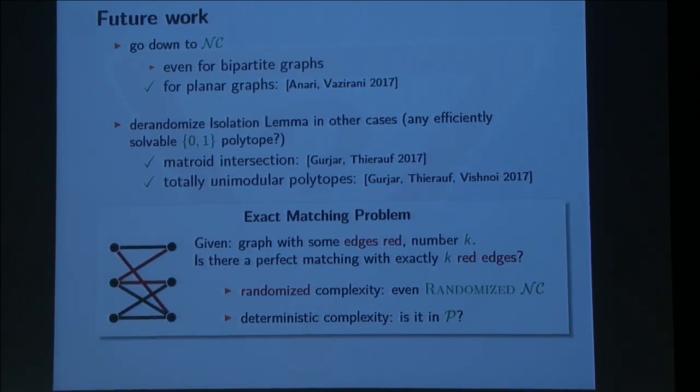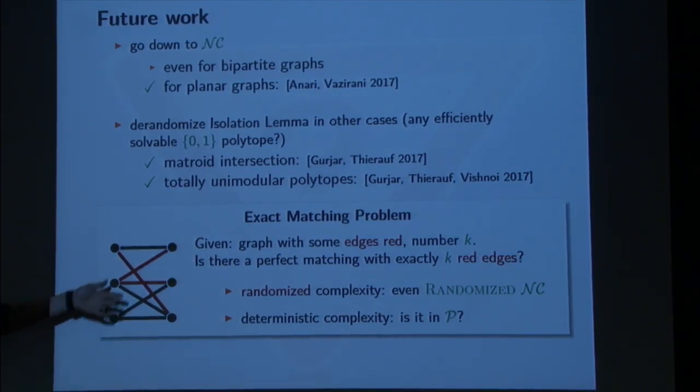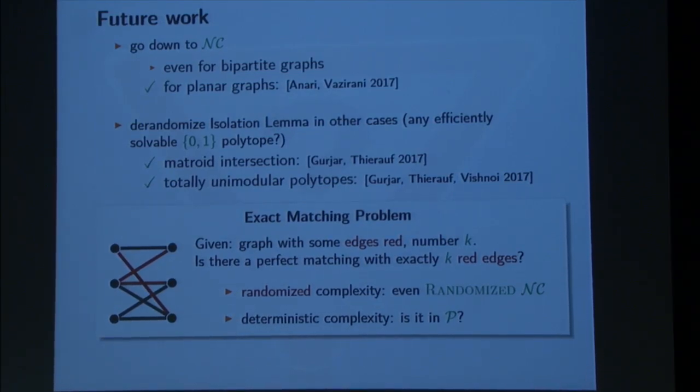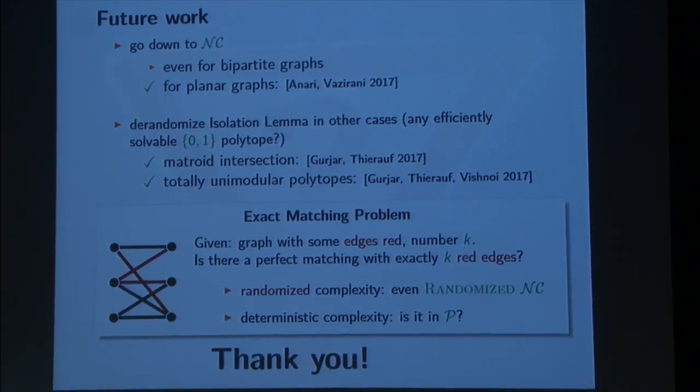I tried to think a little bit. The best I can come up with is n to the k, which is trivial: you guess all possibilities for how you match the red edges, then solve the perfect matching problem. I don't know if there's anything smarter. So the hope would be, can one use this iterative approach to get a quasi-polynomial algorithm? I don't know. Okay, thank you.